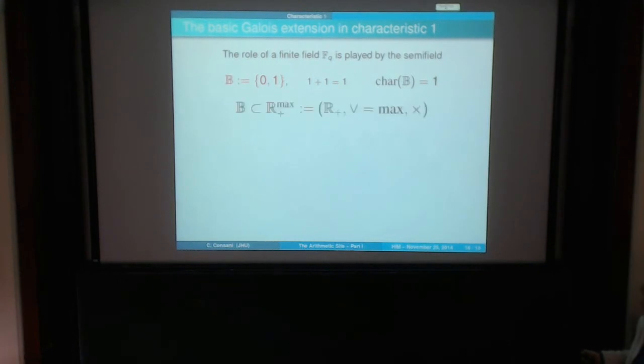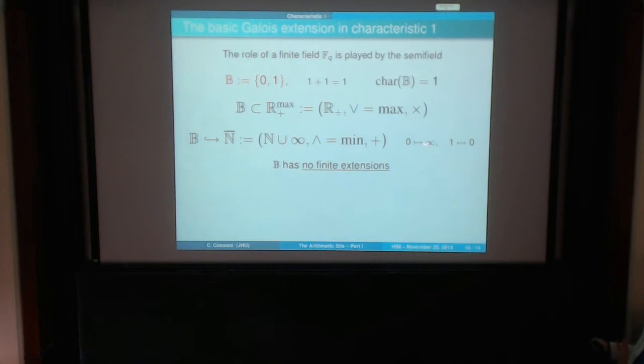So B is, as I said, inside R plus max naturally, because the sup here is the same addition that we found in R max. So R max has, at the bottom, this semi-field made by two elements. And B also is included in N bar, but the fact that N bar has the addition given by the minimum means that if you look for an inclusion of B in N bar, notice that the addition is the sup, then you have to define coherently the injection map, sending 0 to infinity and 1 to 0. This is again due to the fact that the two additions are different.